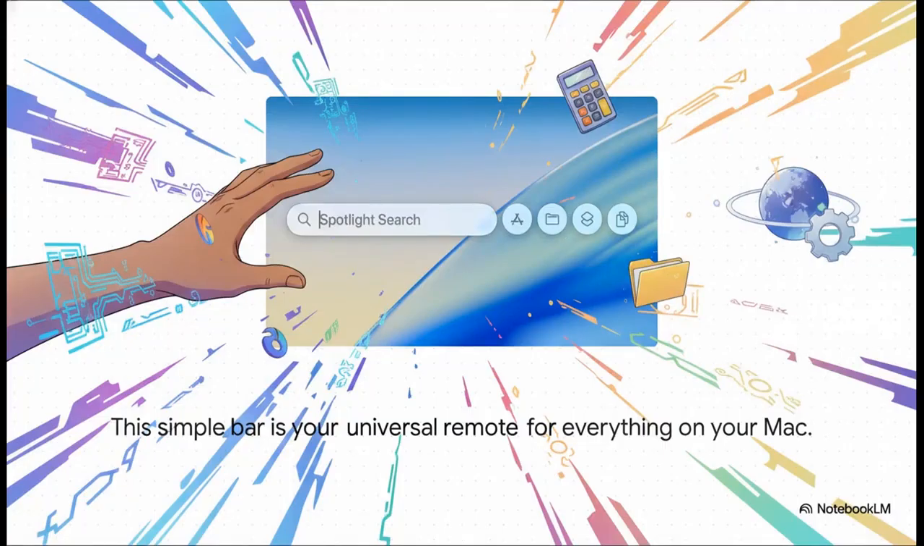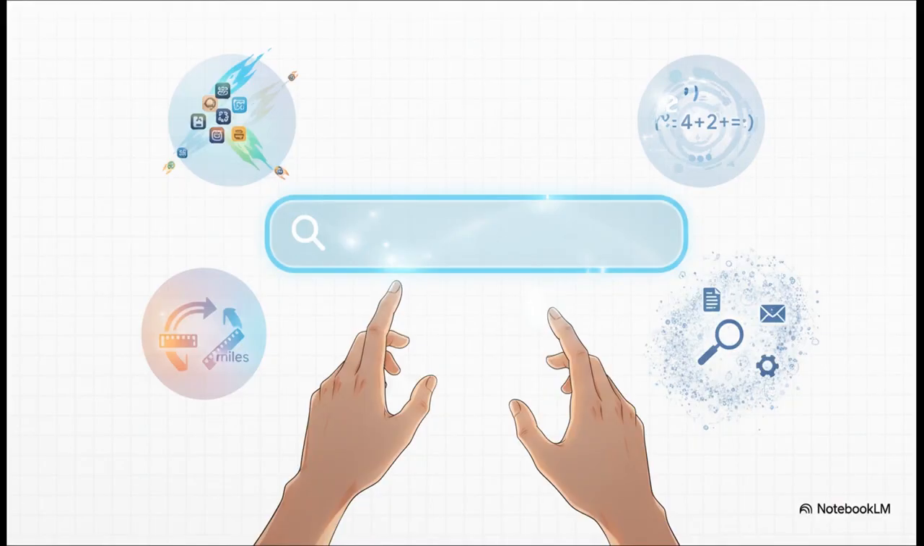And boom, this little bar appears. It looks simple, right? But this thing is like the universal remote for your entire computer. It's a launcher, a calculator, a search tool. It's everything. So what can it actually do? Well, you can launch an app just by typing its first few letters. You can do quick math right in the search bar, no calculator app needed. Convert units on the fly. And of course, it finds any file, any email, even obscure system settings instantly.